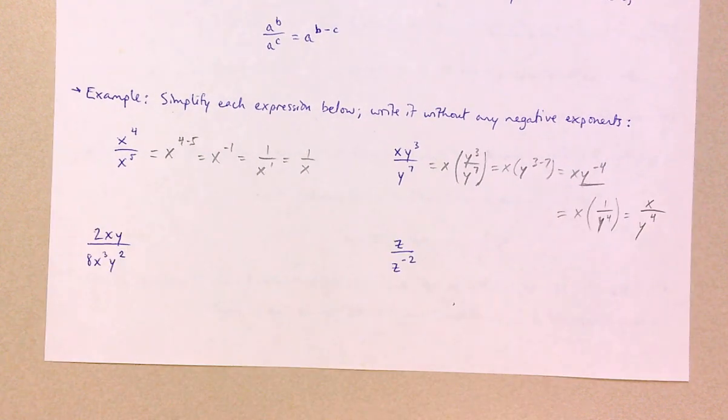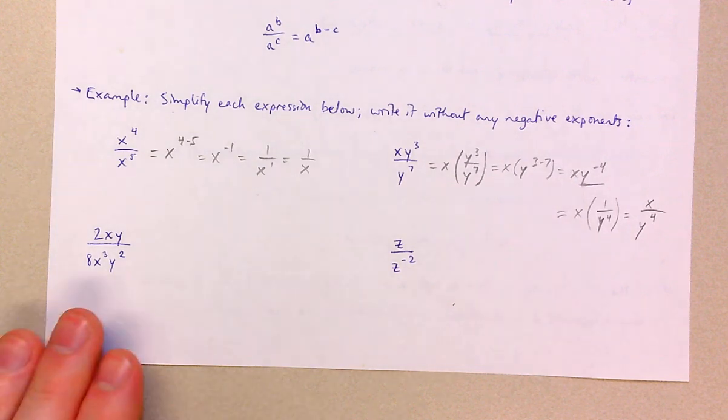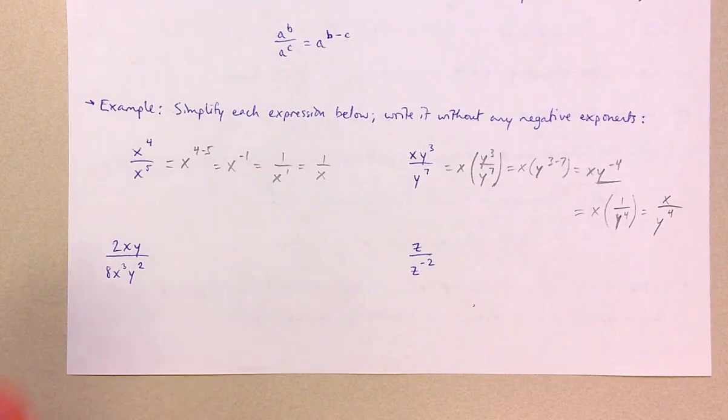Fourth one, I'll let you try on your own. We'll go through that in class. I do want to go through this one here. Clearly, a lot more happening here. So 2 times x times y divided by 8 times x cubed times y squared.